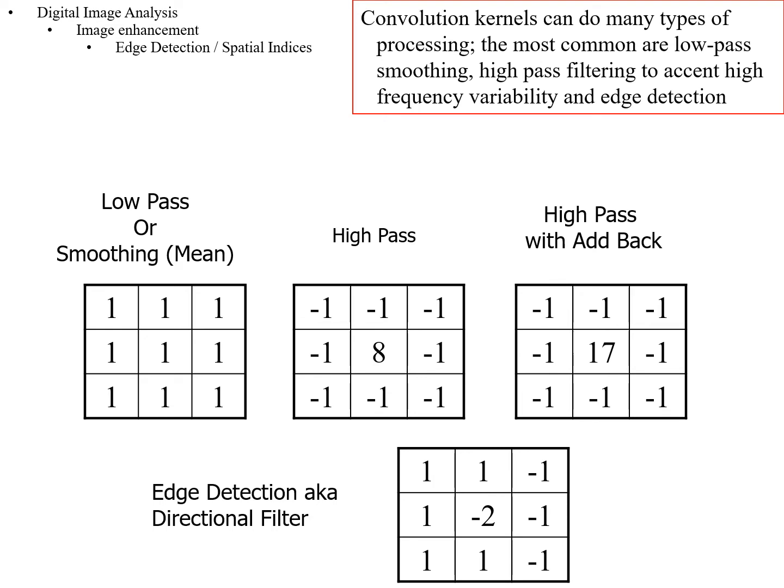To the extent that the pixel in the center contrasts with the pixels around it, you're going to get a result. If the center pixel is a higher value than the ones adjacent to it, then you're going to get a positive result for the high pass filter. If it's lower, then you're going to get a negative value.